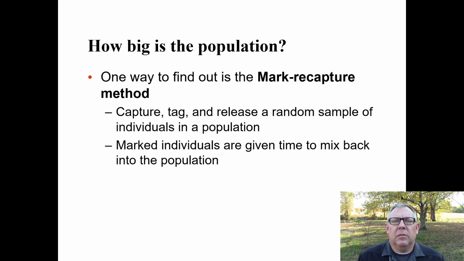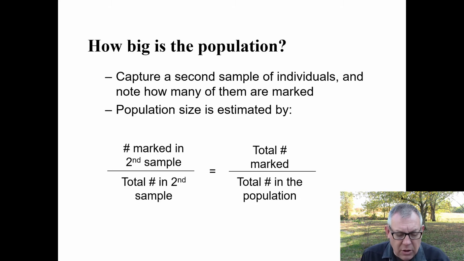One of the interesting ones, and ones that we use a lot, is called a mark recapture estimate. And so basically you capture a number of individuals, tag them, mark them somehow, and then release them back into the population, and you give them time to disperse themselves randomly and mix back into the population. Then you come back and you take a second sample from that population. But in the second sample, some of the organisms will be marked and some will be unmarked.